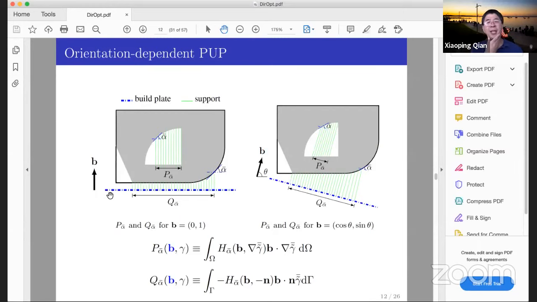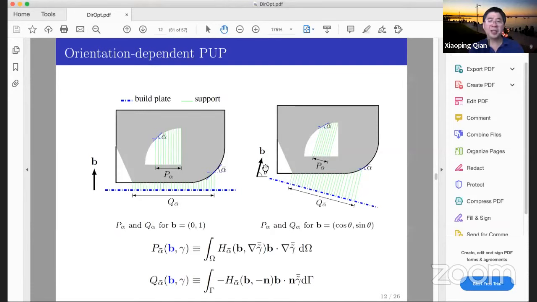Here, we're still using controlling PUP. Notice we are actually exploring the differentiability with respect to B. So if the horizontal PUP length with respect to overhang angle alpha bar here, if I rotate this build orientation, this PUP becomes this way. And this controls the support structure in the design domain.